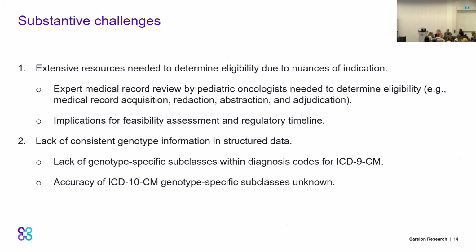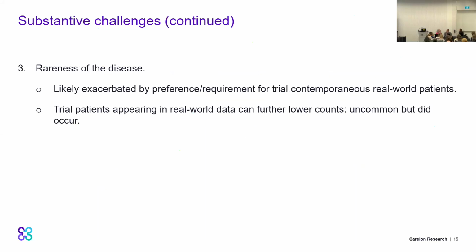And part of why we couldn't use structured data to identify these patients was that there was not sufficient genotype information in the ICD coding systems. In ICD-9, it was not available at all. And in ICD-10, we did have genotype-specific information, but it was inconsistent even within the same patients, as well as not being validated yet in the literature. And ultimately, just the rareness of the disease, even with all the data in the world, we may not have been able to carry out the study.